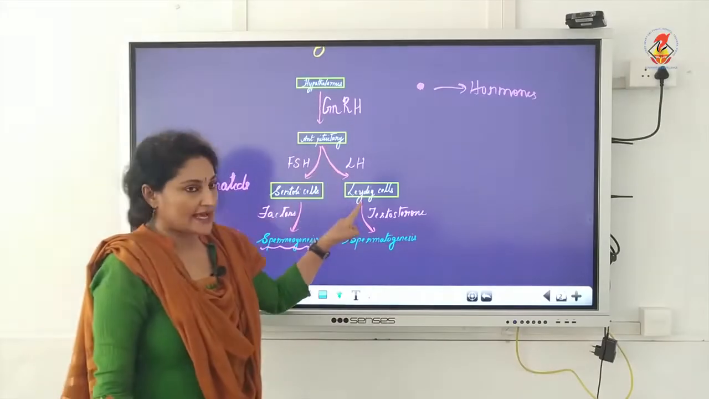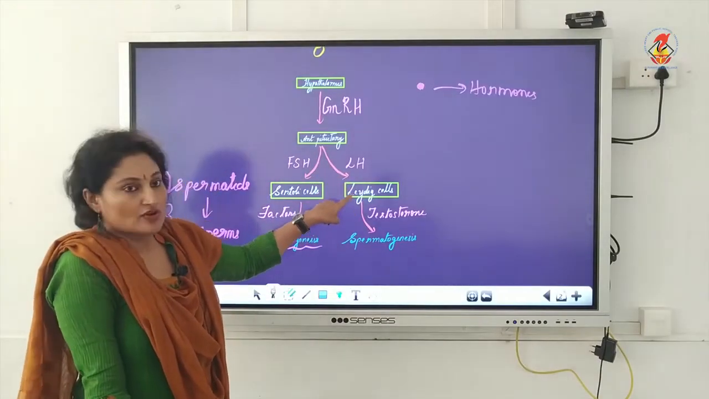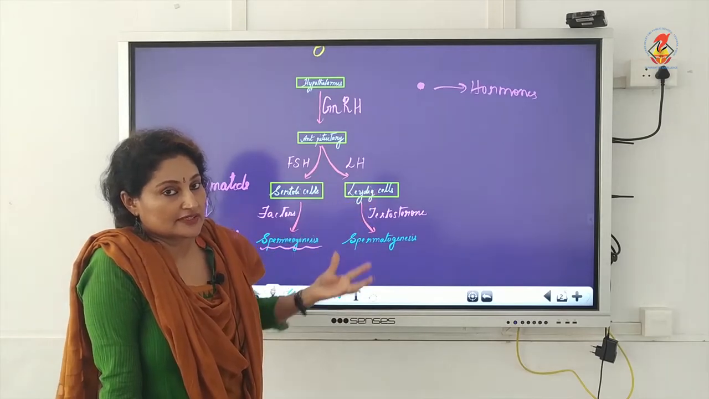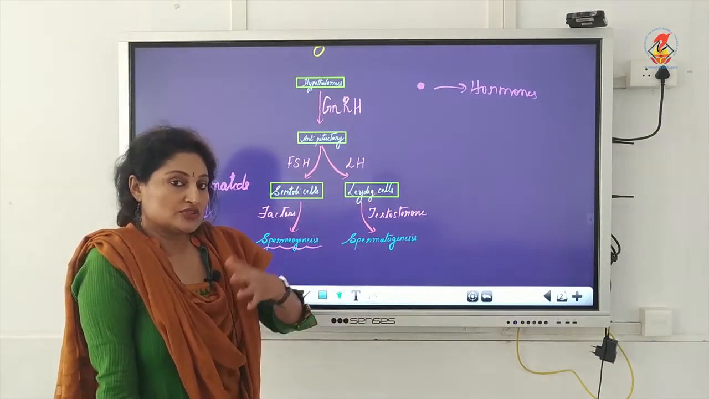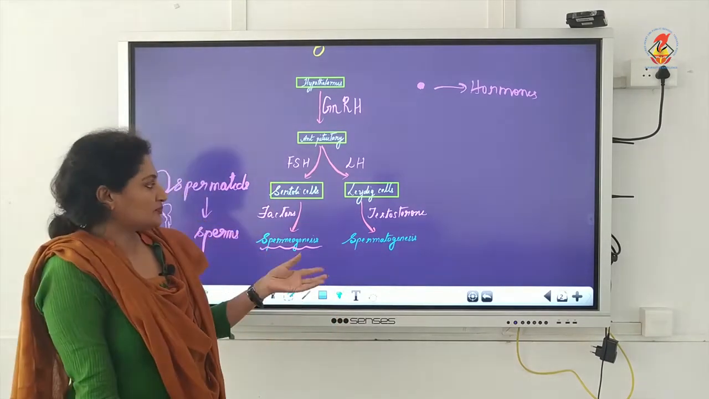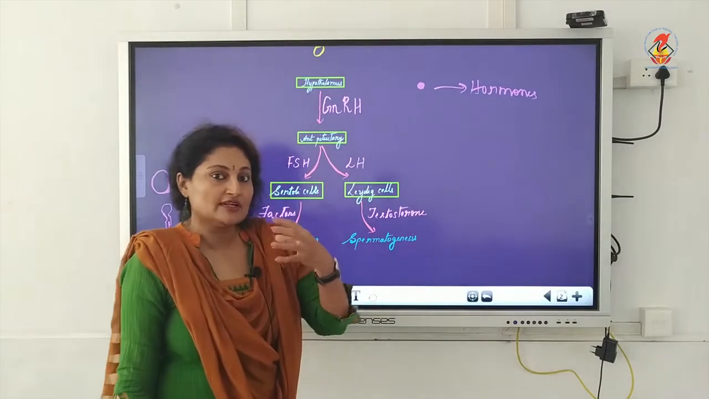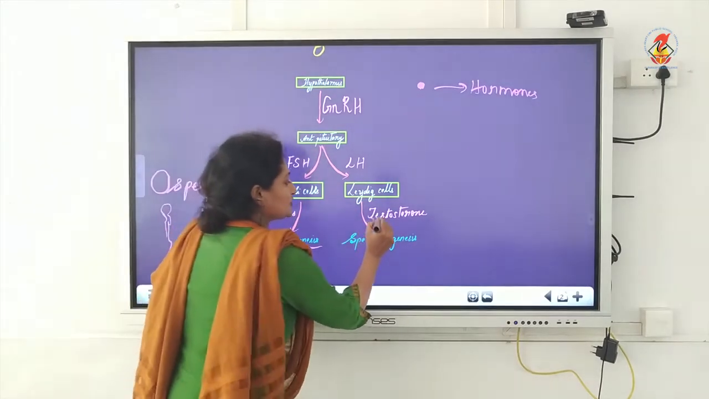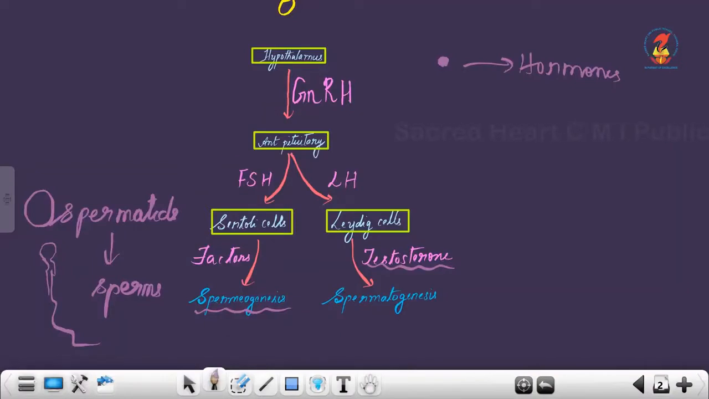Now on the other hand, the LH stimulates or triggers the Leydig cells. Do you all know the location of the Leydig cells? Last class I taught you in the testis. Outside the seminiferous tubules, in the gaps called the interstitial space, there are the cluster of cells called Leydig cells. The function of the Leydig cells is to produce the hormone testosterone. Okay, so it is the LH that is stimulating the Leydig cells to secrete testosterone, and the testosterone is responsible for the process called spermatogenesis.